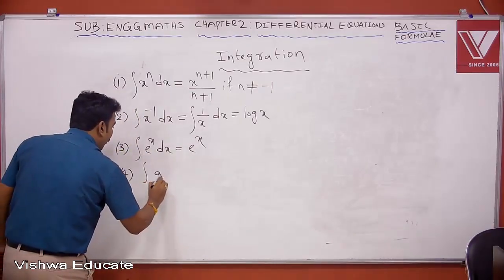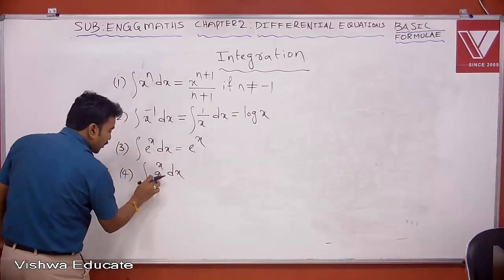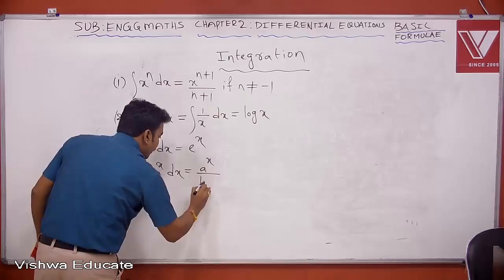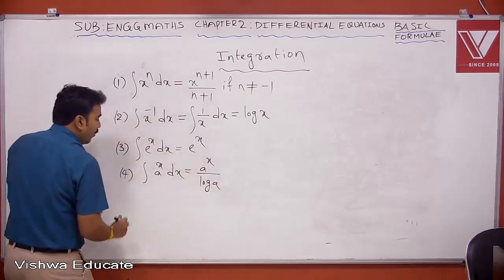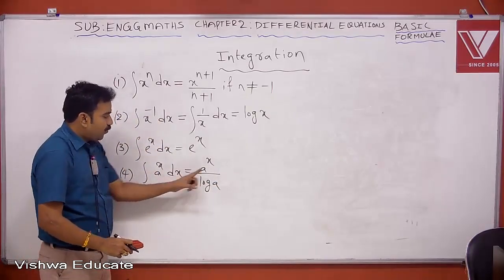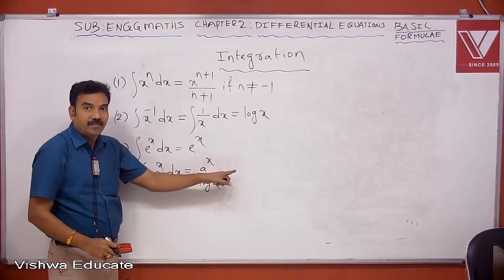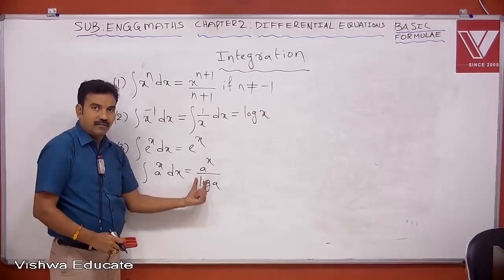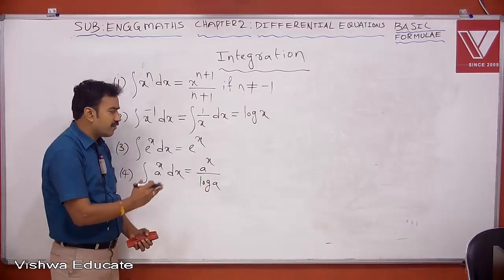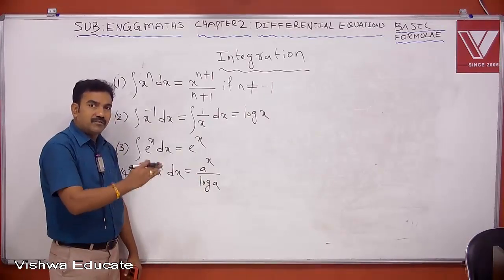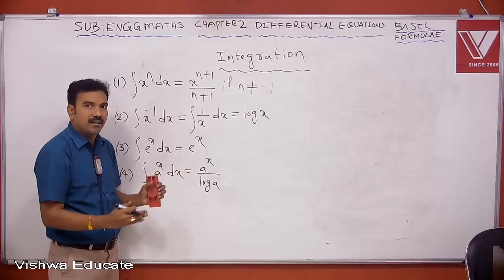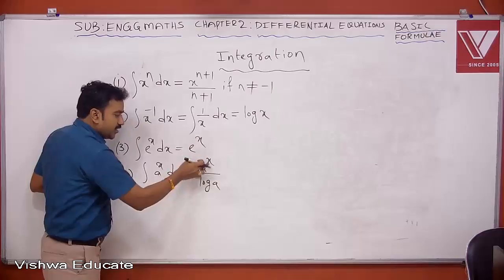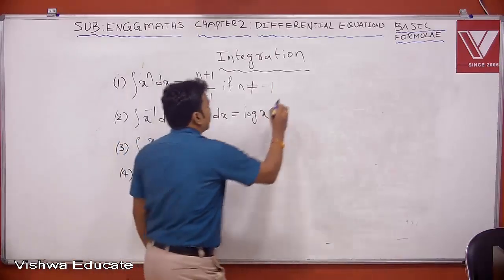Next, integral a power x dx. This is the general constant, this is the particular constant. This is given by a power x divided by log a. When you are differentiating a power x, we get a power x into log a. When you are integrating a power x, we are dividing by log a. Let me give some clarification why we do differentiation and integration in a different manner. Let me explain after some time. So, integral a power x dx is a power x by log a.